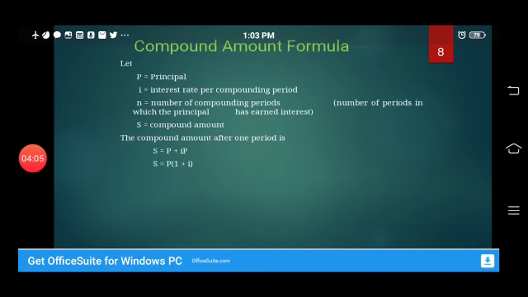Now, compound amount formula. P is the principal, I is the interest rate per compounding period, N is the number of compounding periods, and S is the compound amount. So compound amount after one period: S is equal to principal plus interest on the principal. So S is equal to P, taking common, P into 1 plus I.